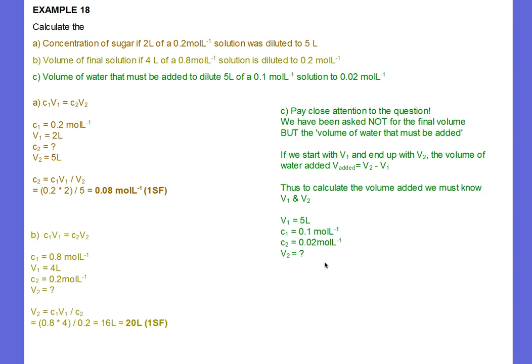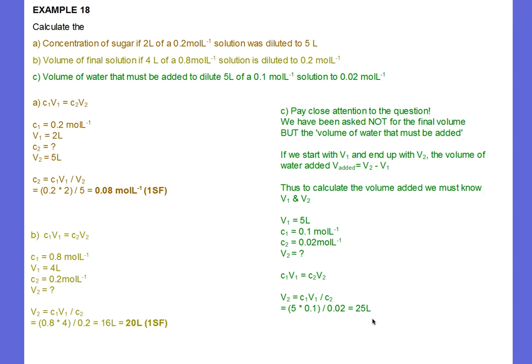We've got to find V2 in order to find the volume added. So there's our equation, rearranging it to make V2 the subject, i.e. dividing both sides by C2. We can now substitute our numbers in. So the original volume was 5, original concentration was 0.1, the final concentration is 0.02. That tells me the final volume is 25 litres.